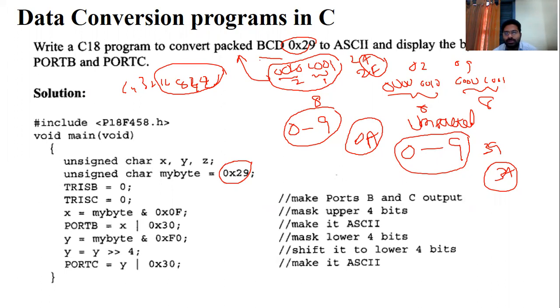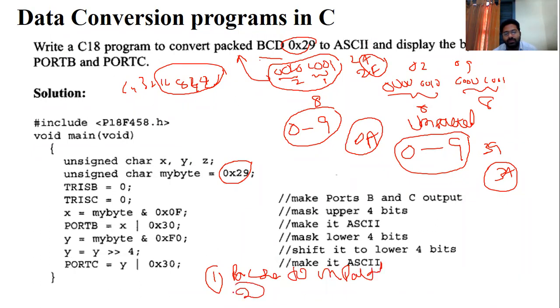So again, the question: what is the program? Write a C18 program to convert a packed BCD number to ASCII. You know that you can convert packed to ASCII. How to convert this? It is a 3-step process. First of all, what is the first step? You convert packed to unpacked.